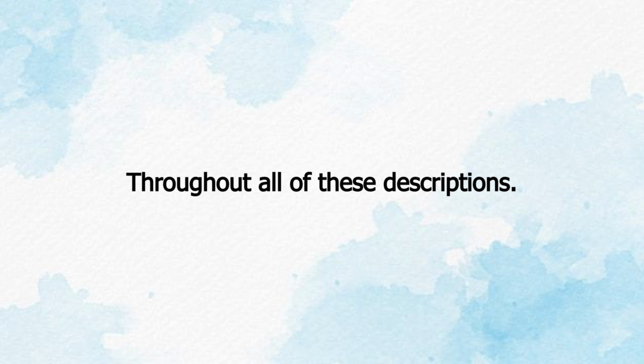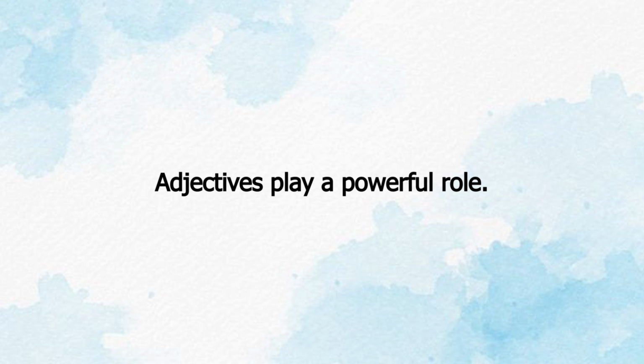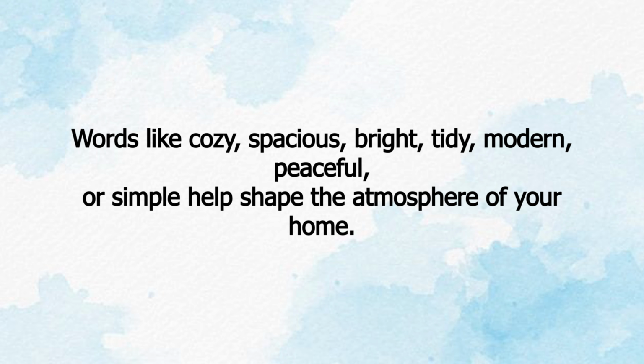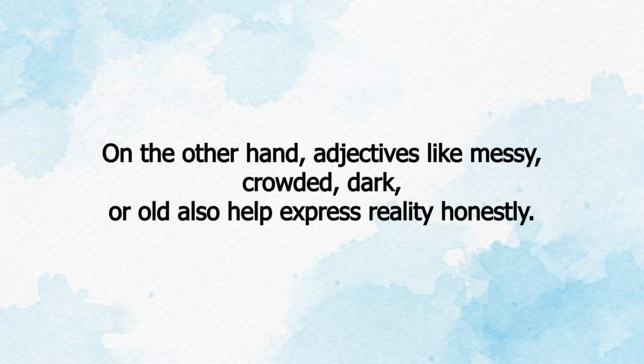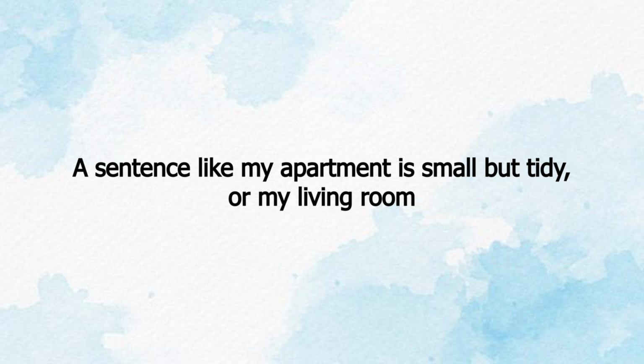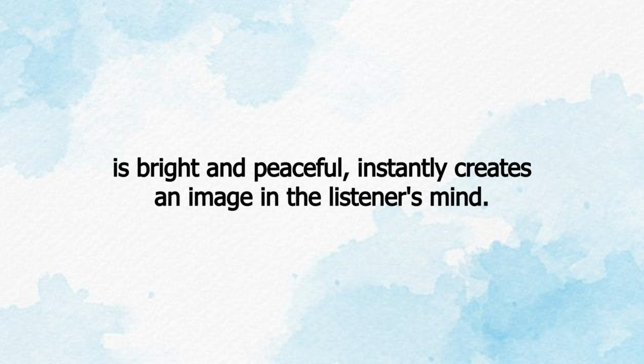Throughout all of these descriptions, adjectives play a powerful role. Words like cozy, spacious, bright, tidy, modern, peaceful, or simple help shape the atmosphere of your home. On the other hand, adjectives like messy, crowded, dark, or old also help express reality honestly. A sentence like, my apartment is small but tidy, or my living room is bright and peaceful, instantly creates an image in the listener's mind.